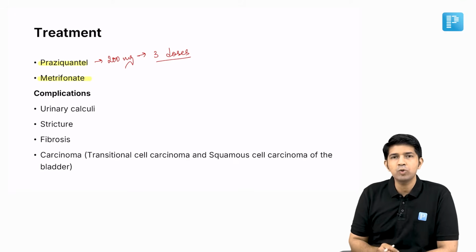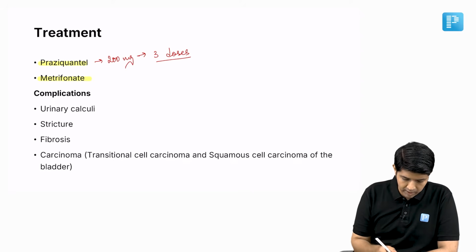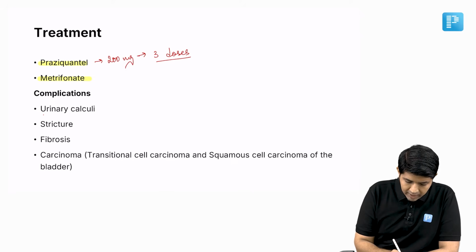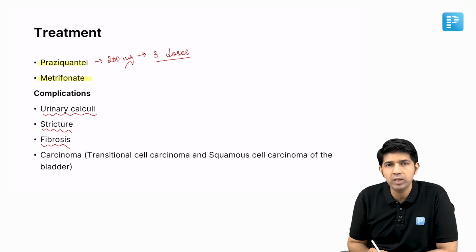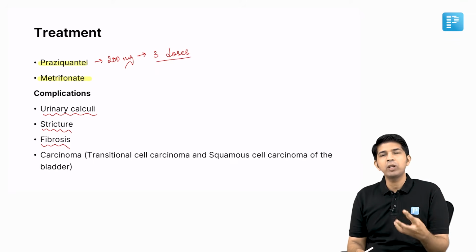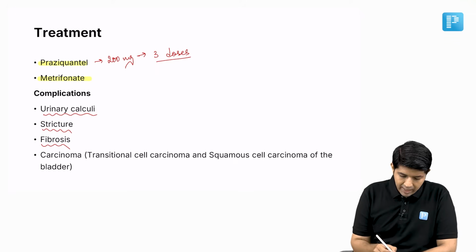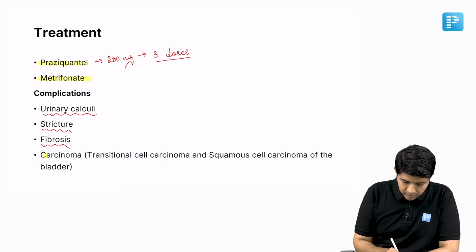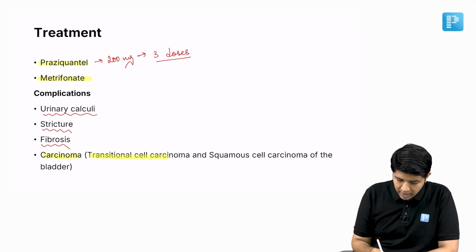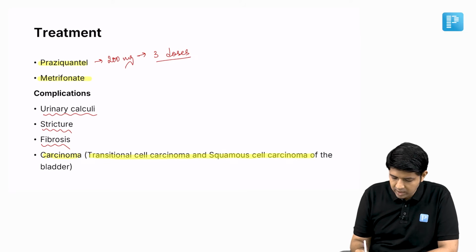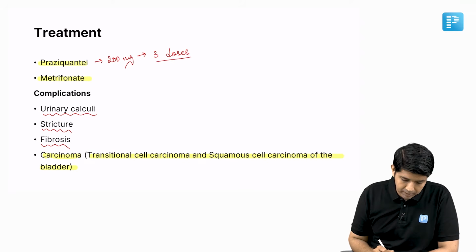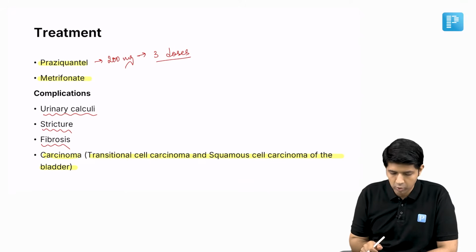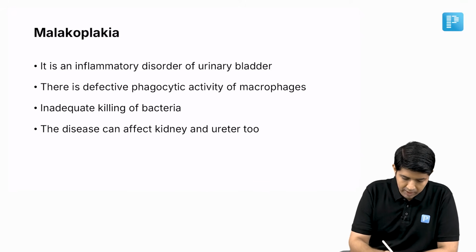Now, this schistosomiasis can have certain complications. One, it can develop urinary calculi. Because of chronic inflammation, they can have stricture which is induced by fibrosis, and long-term chronic inflammation or irritation can lead to cancer, bladder cancer, and these cancers are usually transitional cell or squamous cell carcinoma of the urinary bladder. So this was about the schistosomiasis of the urinary bladder.